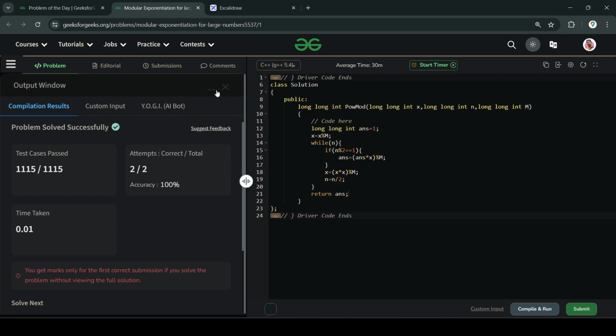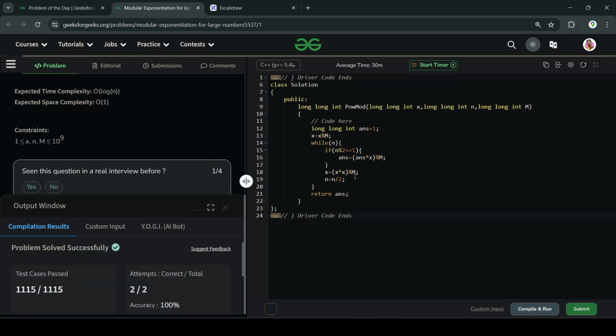Okay, so it is running, and the time complexity that we are using is log n, and the space complexity is O of 1. And if you are using recursion, then you will need an auxiliary stack that will be log n also. So yeah, this is the approach to solve this question.